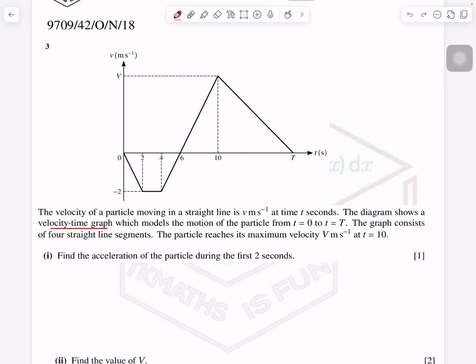Again, acceleration is the gradient. So if I see here, the point here is 0, 0. The point here is 2, -2. And my acceleration will be easily calculated. You can do it directly also. So I will apply the gradient formula.